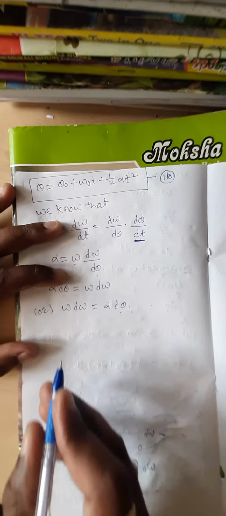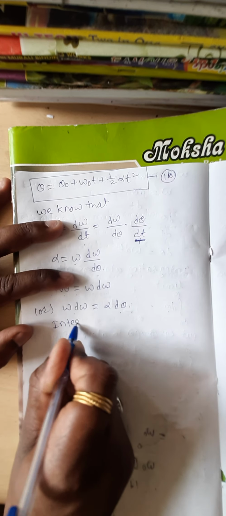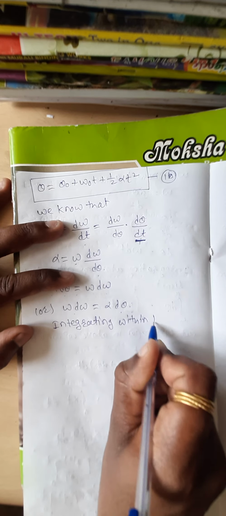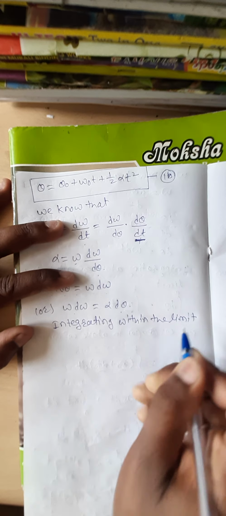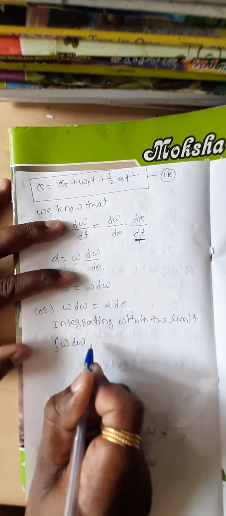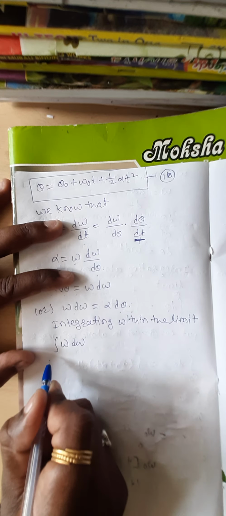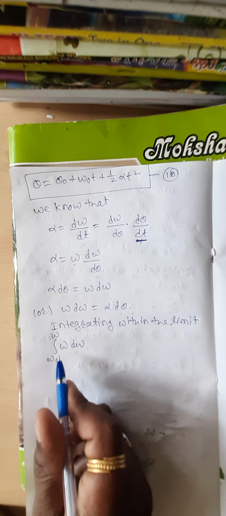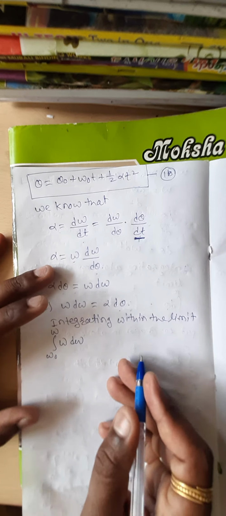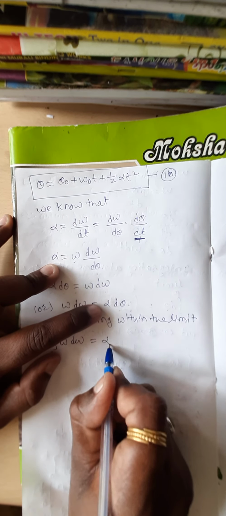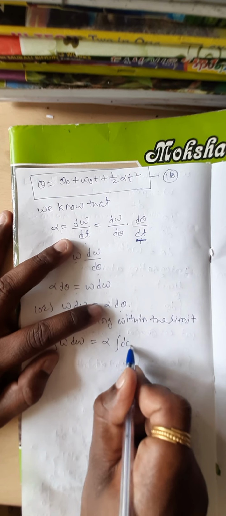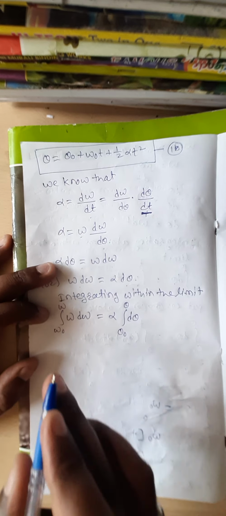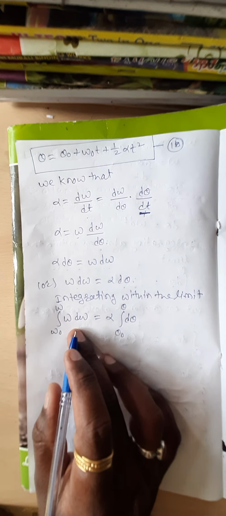Now integrate this equation within the limits. What are the limits of omega? The lower limit is omega naught, the upper limit is omega. Therefore the integration of omega into d omega from omega naught to omega is equal to alpha, which is constant, taken outside, into the integration of d theta, with limits theta naught to theta.